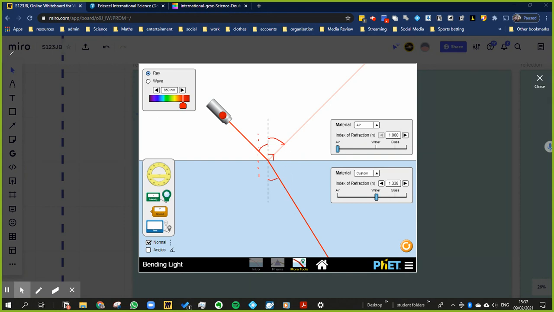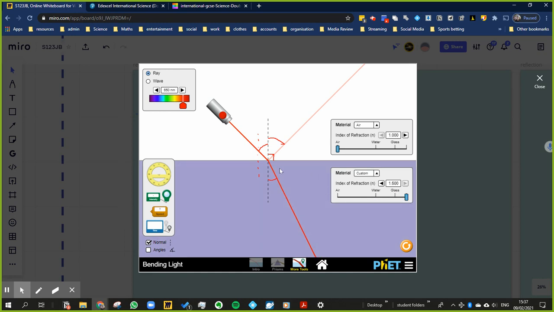So let me just get my mouse back again. Right. So if I were to turn this back into air, you can see that as I went from air to water, the ray moved towards the normal. That's the normal down there. If I move it to glass, it moves even more towards the normal. And if we make the refractive index greater, it moves even more towards the normal.